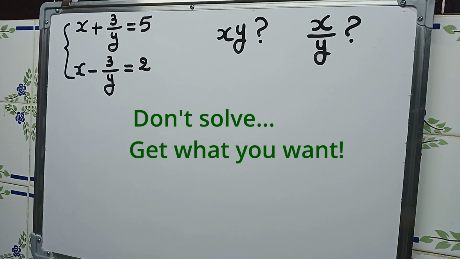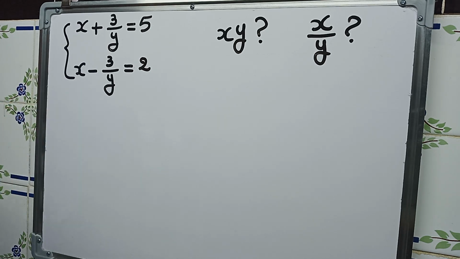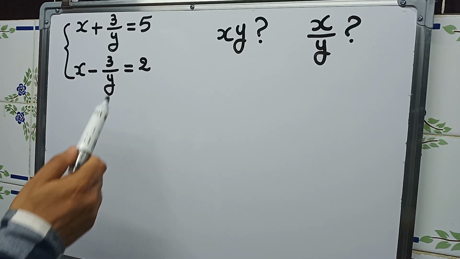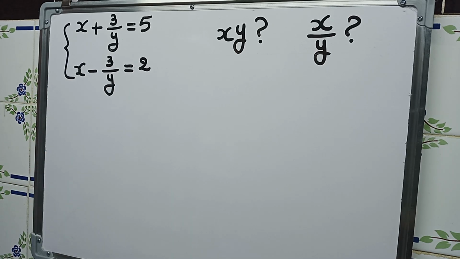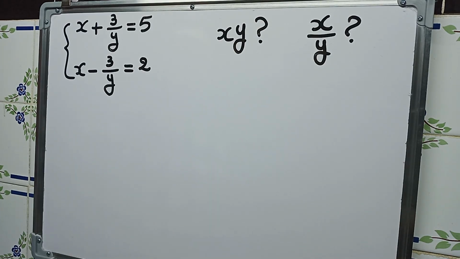In this problem, we have this system: x plus 3 over y equals 5, and x minus 3 over y equals 2. And our problem is to find xy and x over y without solving the system. So let's just start. We'll start with xy.